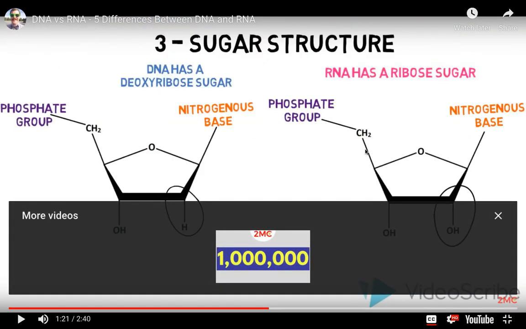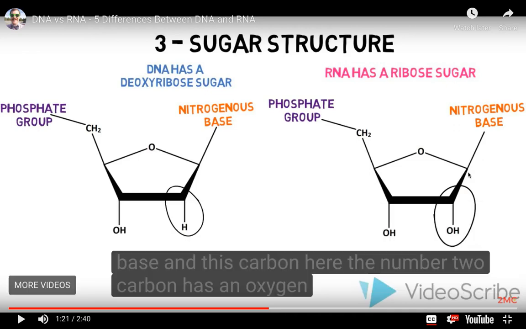So this part right here where they're talking about the structure of the sugar, you don't need to know this, but this is where DNA and RNA get their name from. So DNA stands for deoxyribonucleic acid, and RNA is just ribonucleic acid. So again, you don't need to know these structures, but that is one of the differences. That DNA has this sugar called deoxyribose sugar, and RNA has this sugar, which is called ribose sugar.